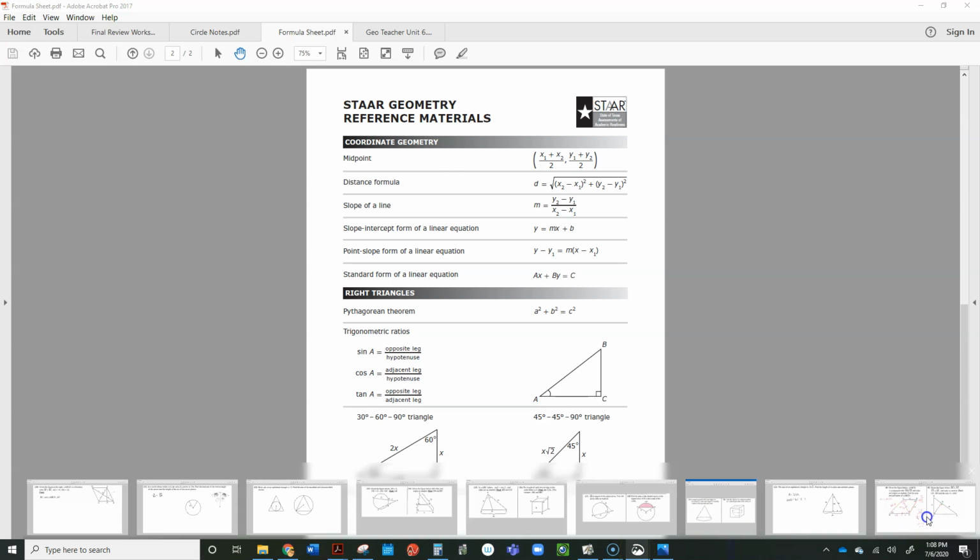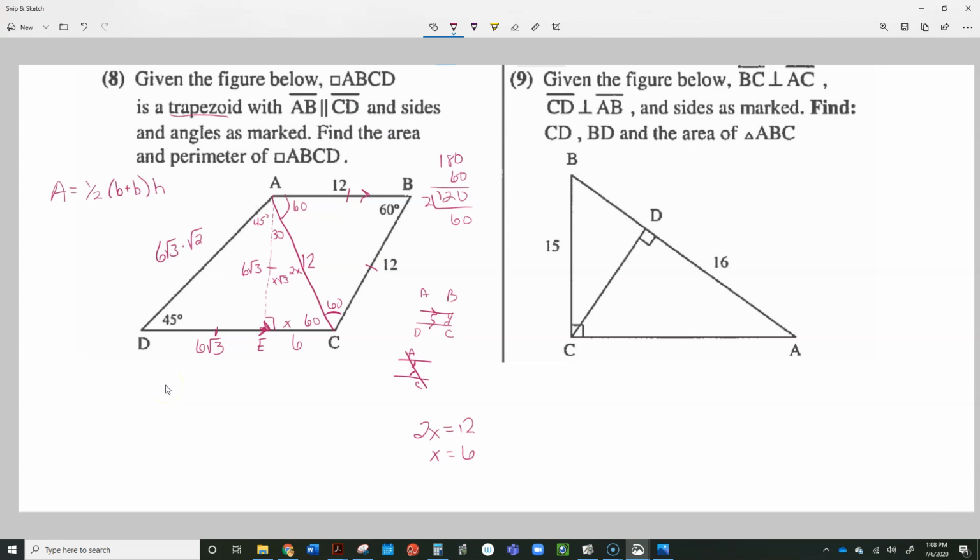So I am going to take the 6 square roots of 3 and multiply it by the square root of 2, and that's going to be 6 square roots of 6. Okay, so to finish this problem, I've got to add all of the sides up.